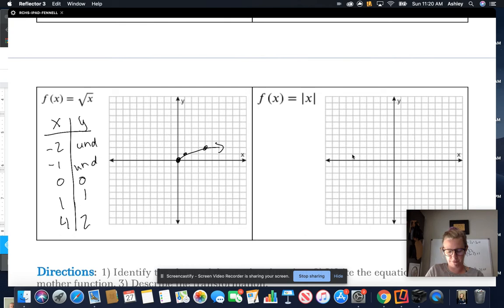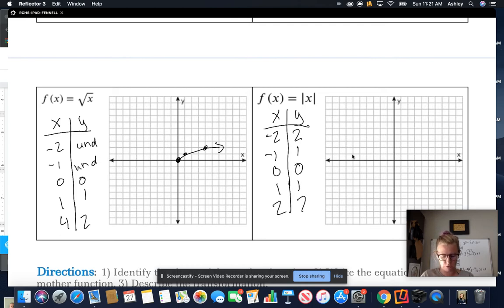All right, now we have an absolute value function. Again, we're going to do our x, y. Remember that this is just x by itself, so it's basically linear. The key here, though, is we cannot get negatives out of this. We can't have any negative outputs because absolute value is a measure of distance, and distance cannot be negative. All right, so when I do -2, it spits out a +2. -1 spits out +1, 0, 0, 1, 1, 2, 2.